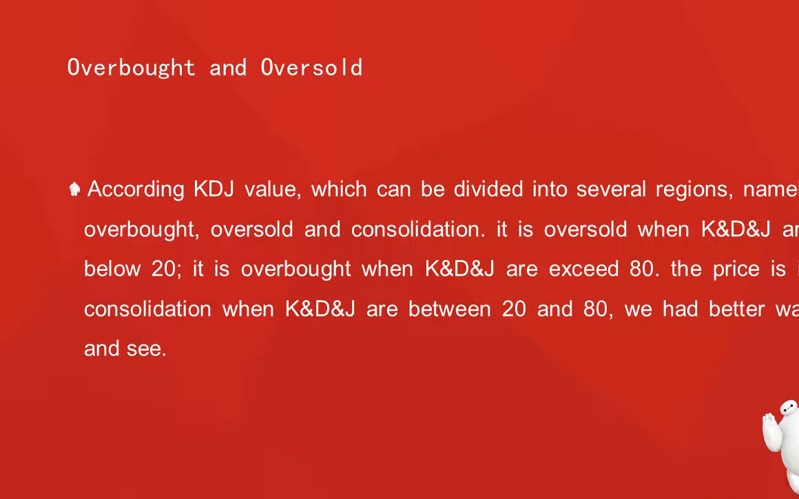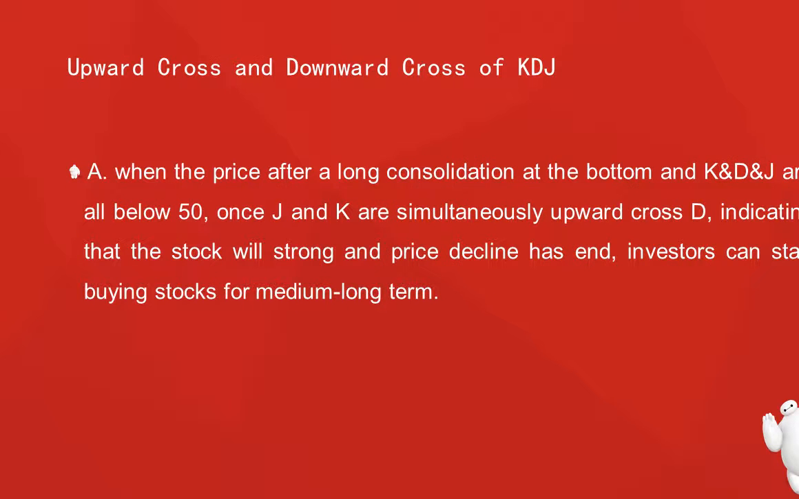Then the next one is regarding overbought and oversold. According to the KDJ value, it can be divided into several regions, namely overbought, oversold, and consolidation. It is oversold when K, D and J are below 20. It is overbought when KDJ exceed 80. The price is in consolidation when KDJ are between 20 and 80. We had better wait and see. So this is the overbought and oversold area and how to judge the consolidation area. You should remember these values. Next, the upward cross and downward cross of KDJ.